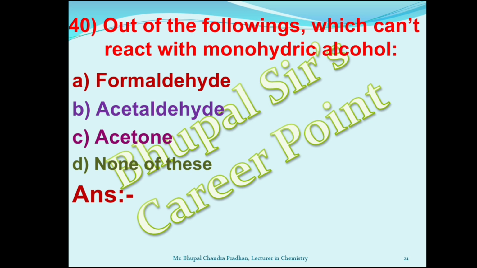Only aldehyde can react with monohydric alcohol to give hemiacetal and then acetal. But ketones cannot react with monohydric alcohol. They react with dihydric alcohol to give cyclic ketal.